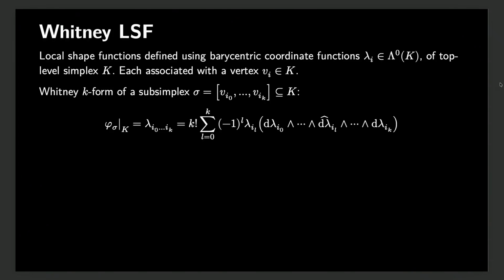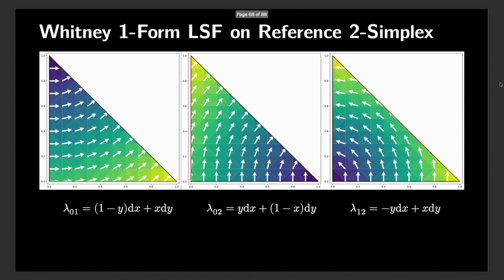If we now restrict the basis function to one top-level simplex, there's some formula in terms of barycentric coordinate functions to compute this local shape function. And we can visualize these, for instance, on the reference triangle. So these are the Whitney 1 forms. 1 forms are associated with edges because they're one-dimensional. And so we have one function that is associated with this edge, one that's associated with this one, and one that's associated with this one.